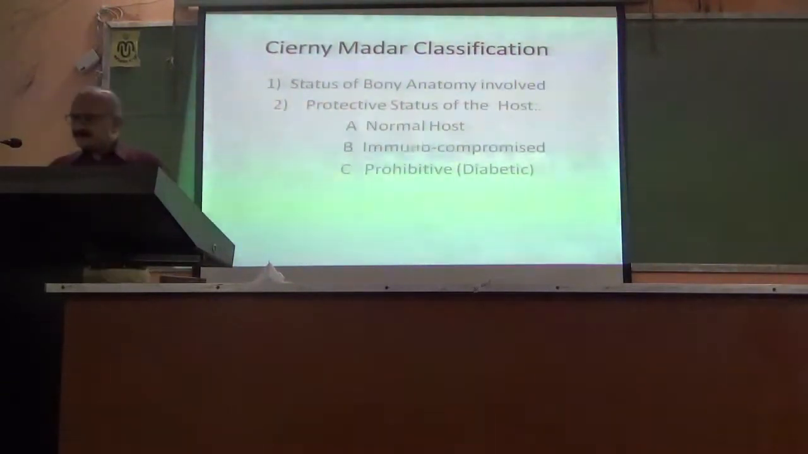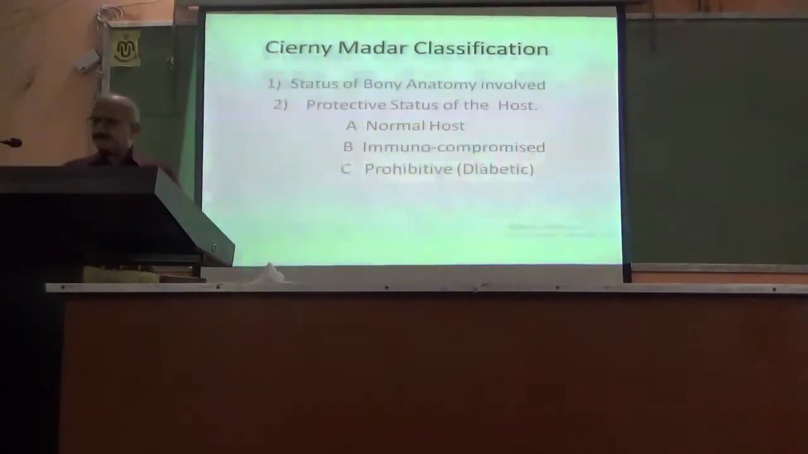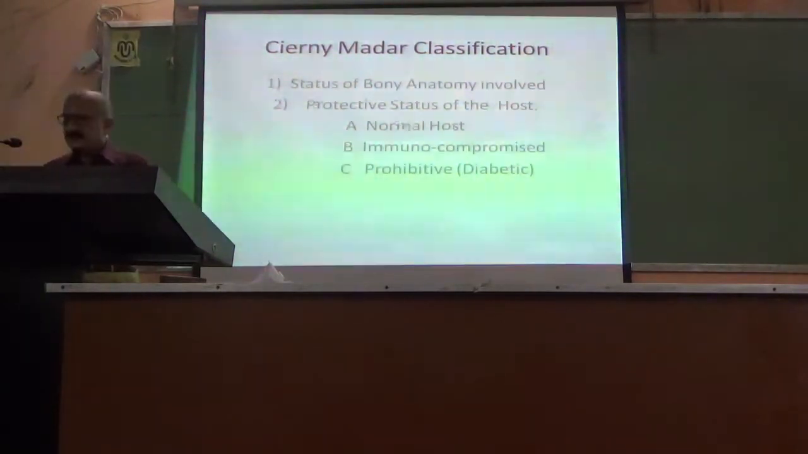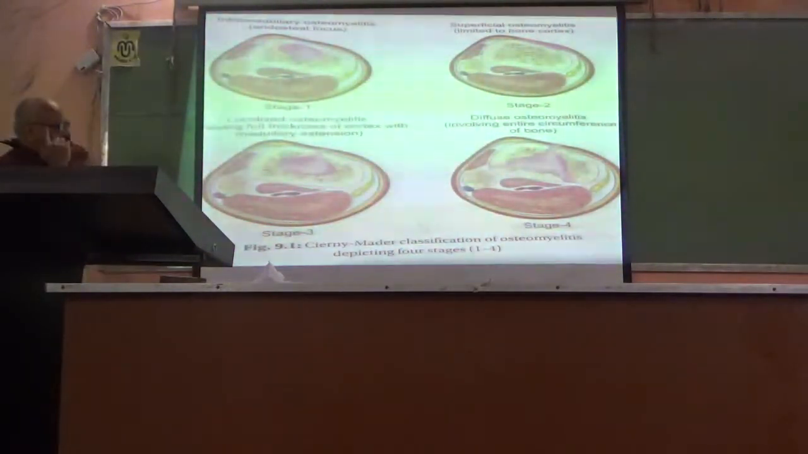Then we have the Cierny-Mader classification, that is staging, and this has 2 things in consideration, that is the status of bony anatomy and the physiological status of the host. If you classify, we have 3 types of hosts: a normal host, then an immunocompromised host, and then a prohibitive host. People with diabetes come under this classification. So the status of bony anatomy needs further clarification.